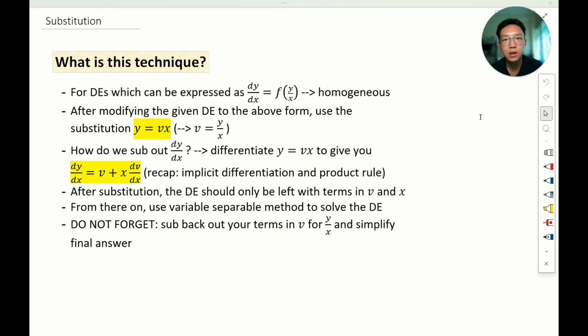solve it from there. Last but not least, please do not forget to sub back out all the v's equals y over x, so that our final answer will only have y's and x's, because the question did not give us a v. The v was introduced by us using this method. Alright, so let's take a look at some examples.